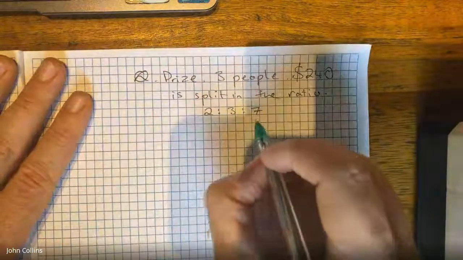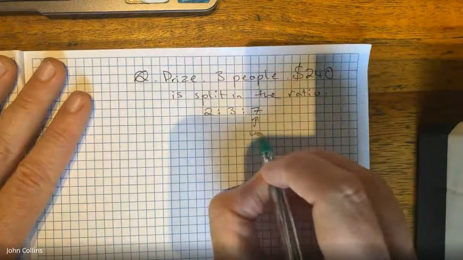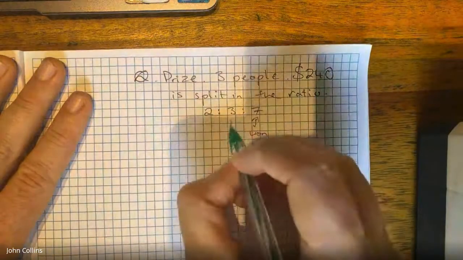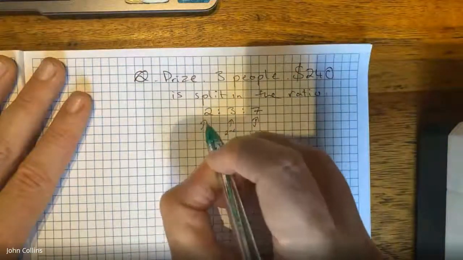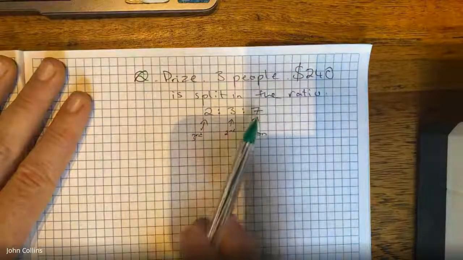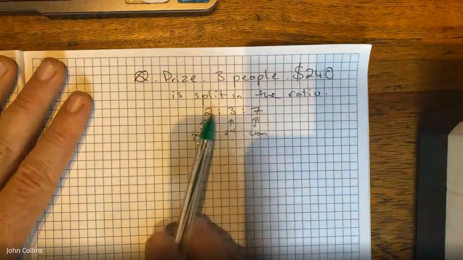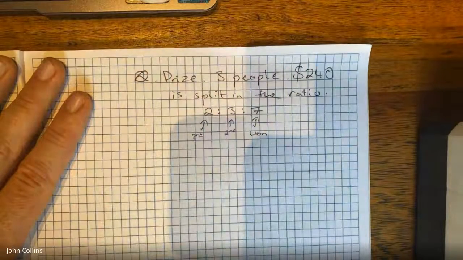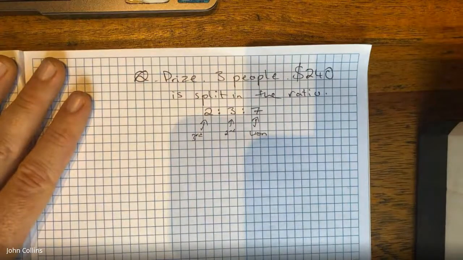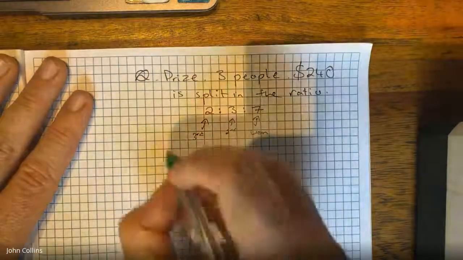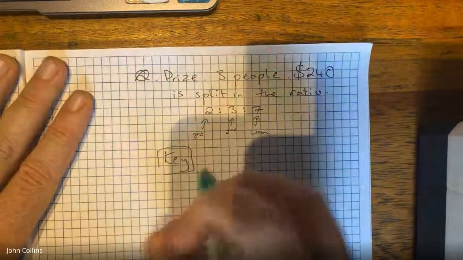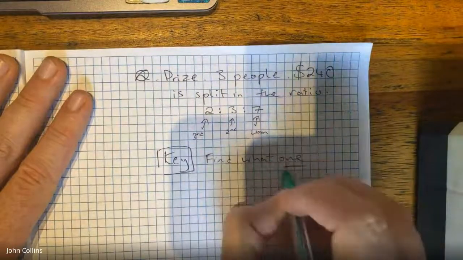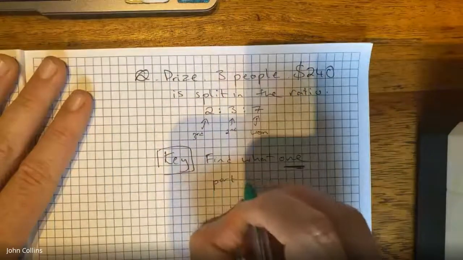So obviously this person has won because they have the most parts. They must have won the prize, and maybe this is second place and this is third place. So the bigger your parts, 7 parts, is going to be way bigger than 2 parts. You're going to win more. But I want to know how much each part is. And for that, I use fractions. And the key to this: find what 1 part is.